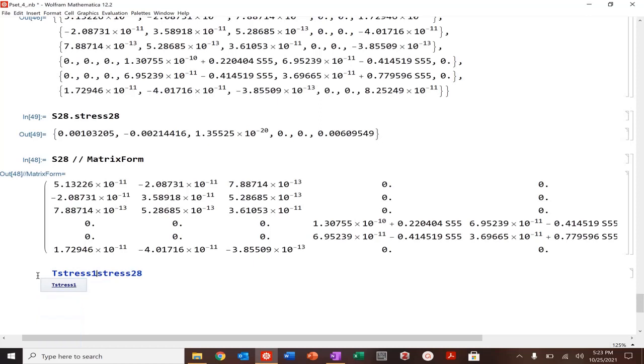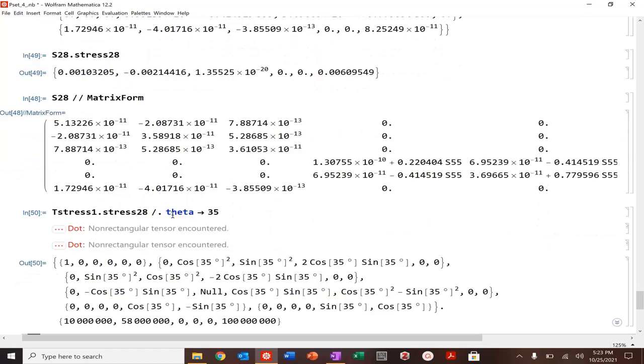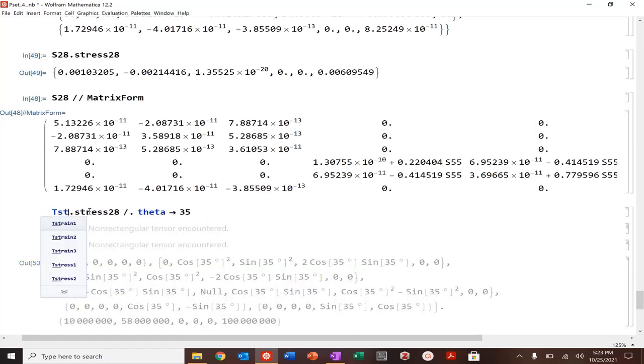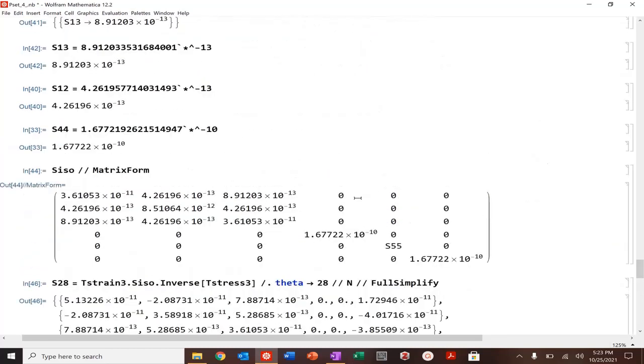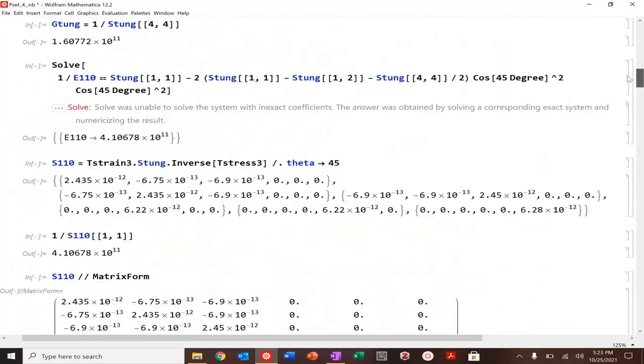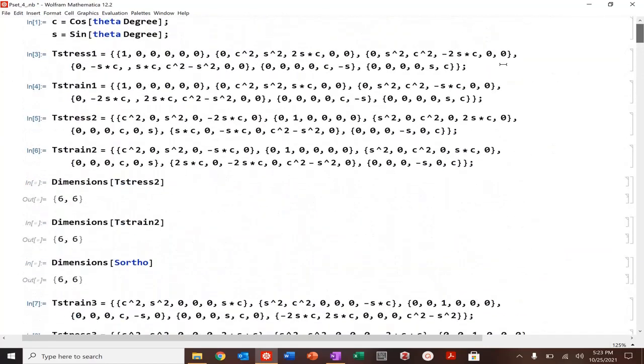just D stress 1 dot this slash dot theta goes to 35 degrees, who knows? What does it look like? I think I had the same problem with my T stress 1. So let me go to my T stress 1. Where are we at? Yeah, look at this. 1, 2, 3, 4, 5. So let's look at the T stress 1. I think there's a little error right there. We caught it.